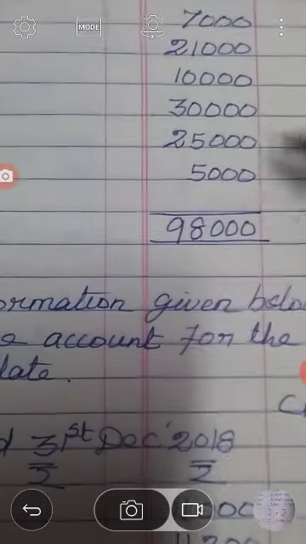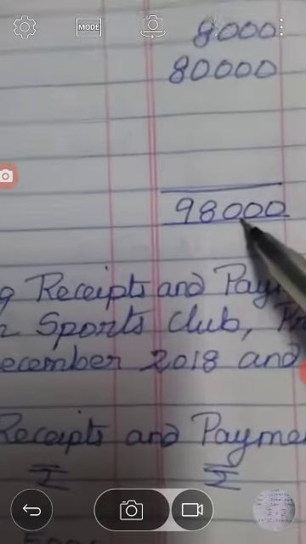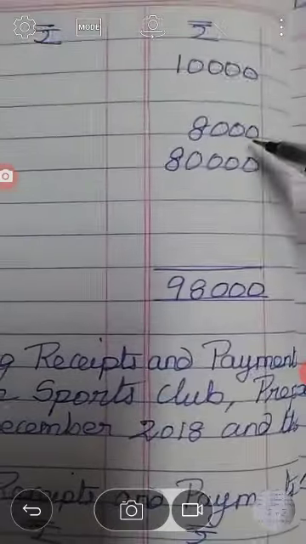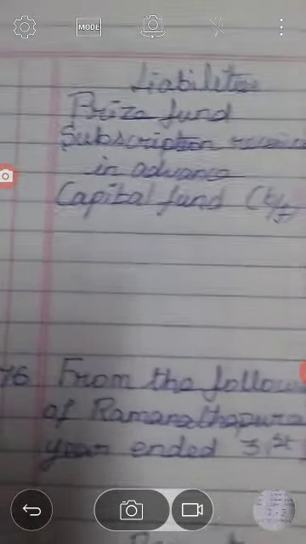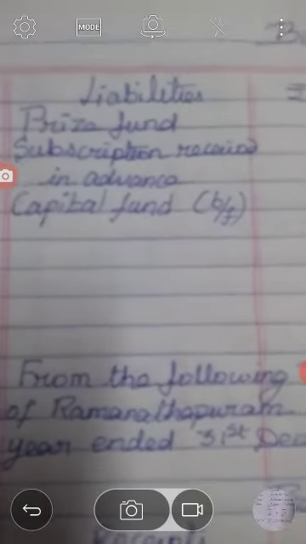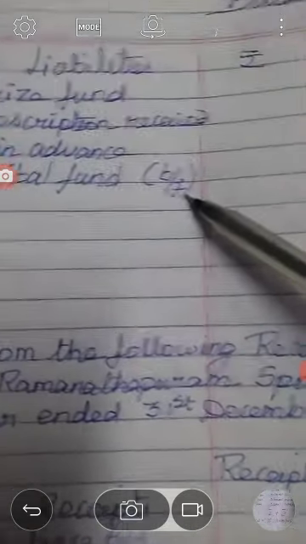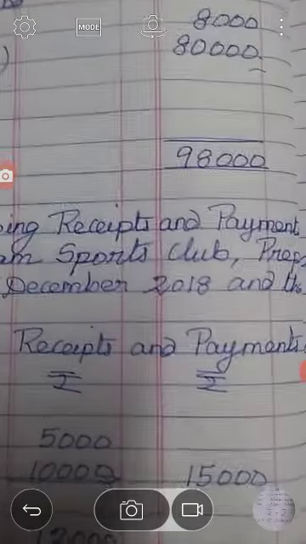First you have to total the asset side. 98,000. The same amount should be carried to the liability side. So you have to balance it. The balance amount is 80,000. The balance amount is 80,000. So this is the capital fund. So capital fund is the balancing figure. So the capital fund is 80,000. Thank you. With that we can conclude the sum.